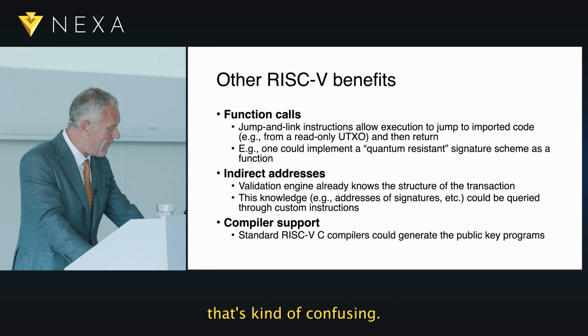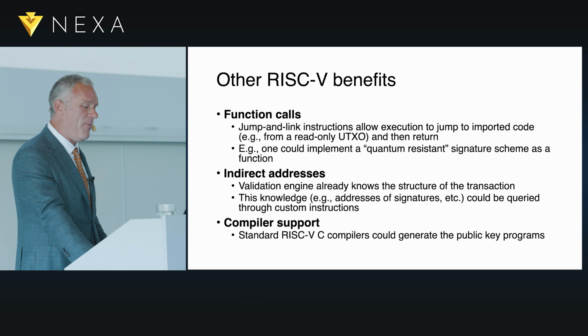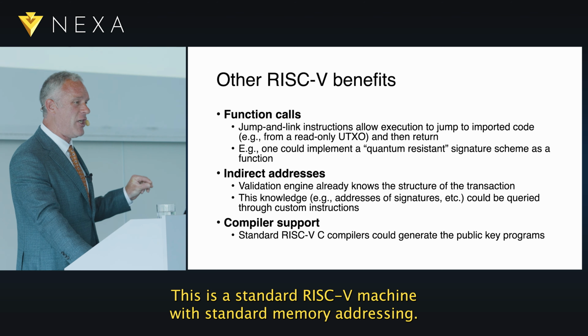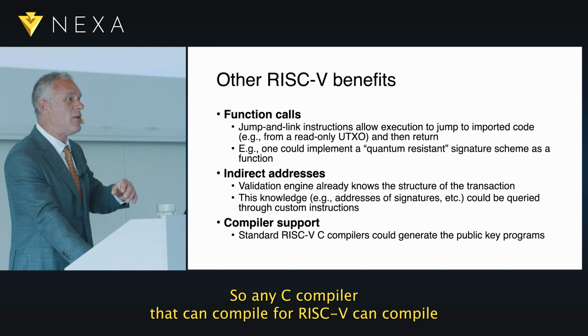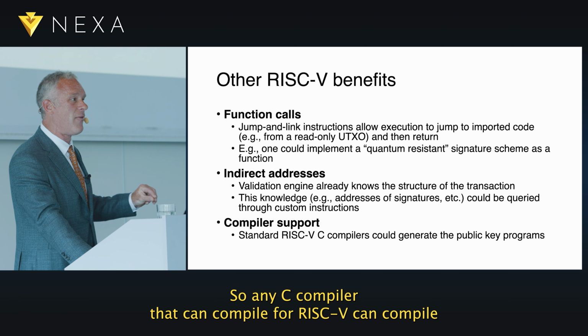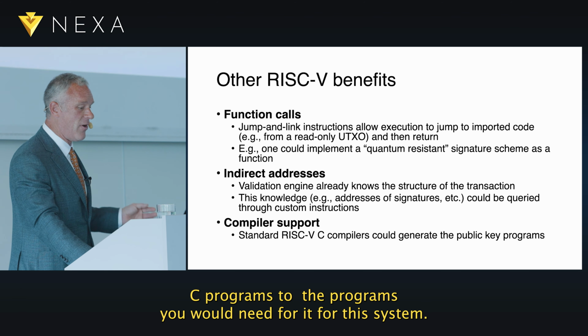Indirect addresses, that's kind of confusing. I'm not going to talk about that. Compiler support. This is a standard RISC-V machine with standard memory addressing. It's just linear addressing. So any C compiler that can compile for RISC-V can compile C programs to the programs you would need for this system.